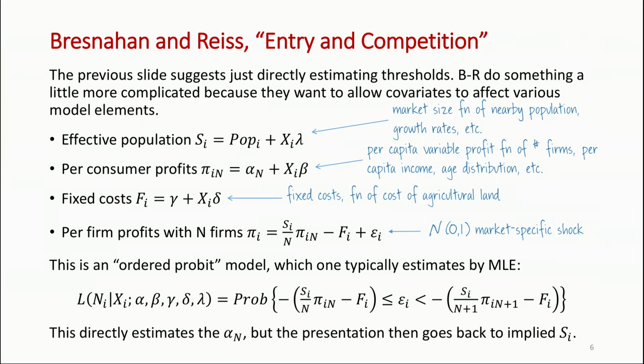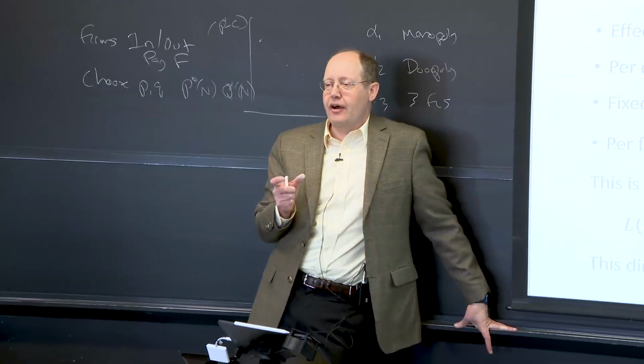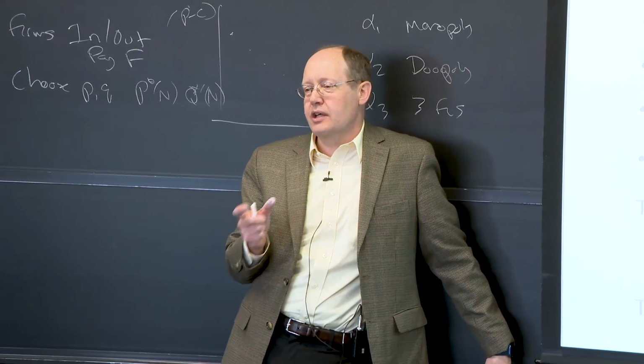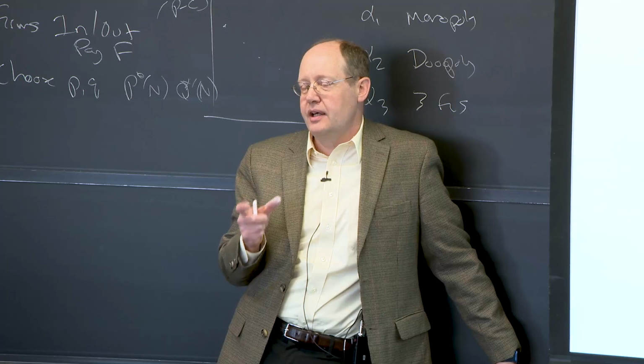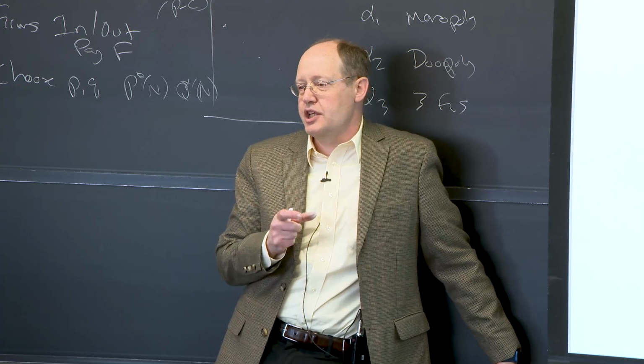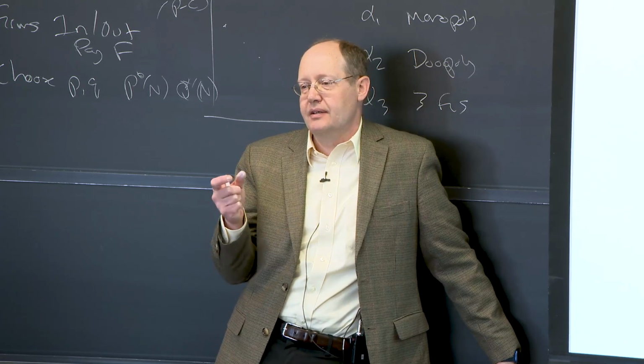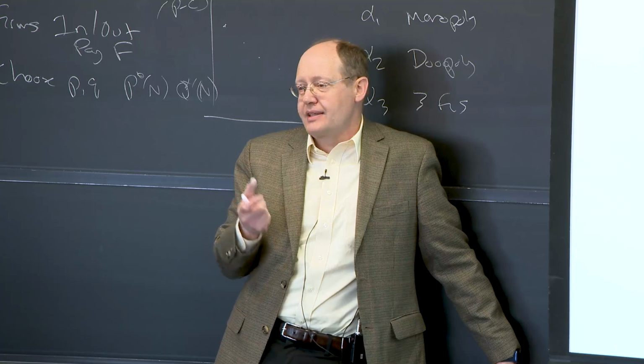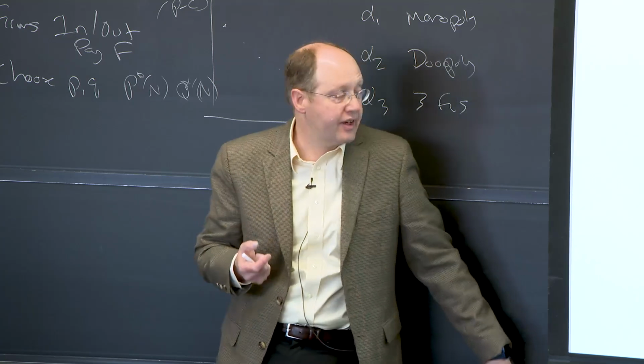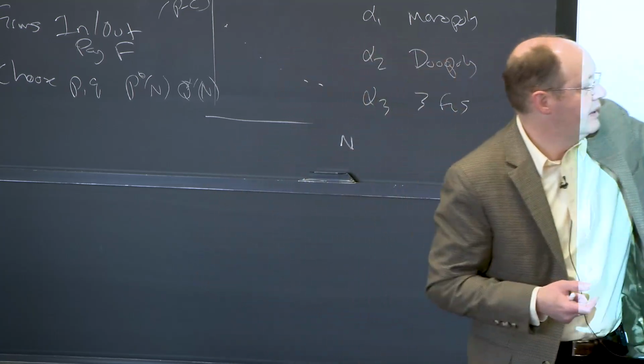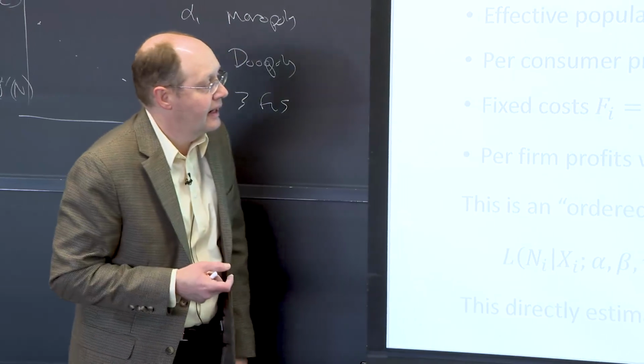The fixed costs, again, it's mostly a fixed cost, but they do allow there to be covariates that affect the fixed costs across cities. So for instance, cities that have more valuable agricultural land, it may be more expensive to open up a tire dealership than in places with cheaper agricultural land because the land that you need to buy to set up your tire shop costs more, so they allow the fixed costs to also vary with some covariates.